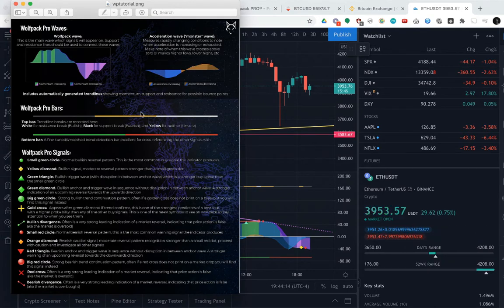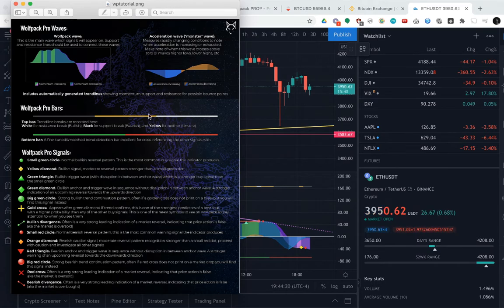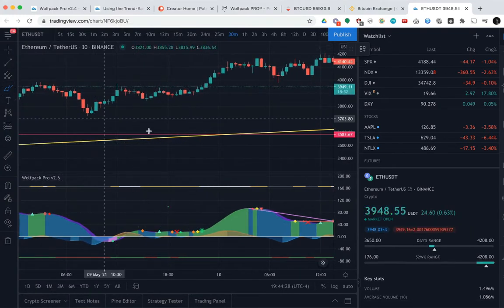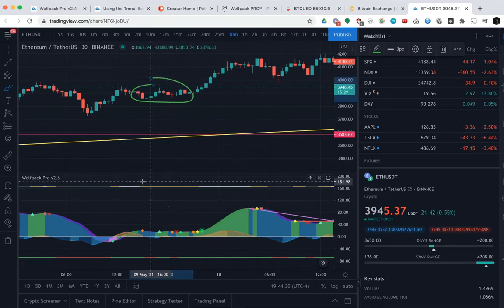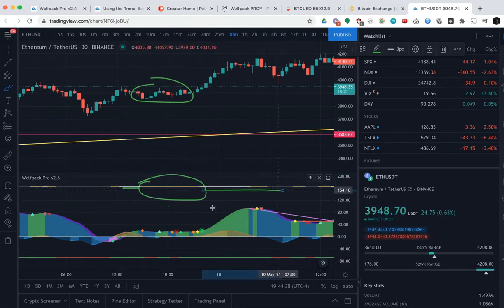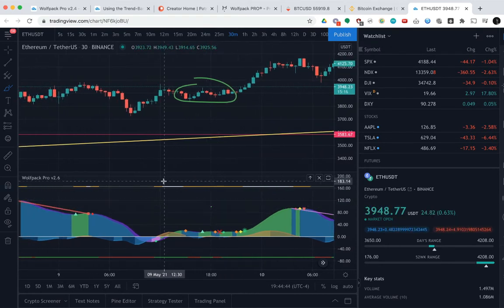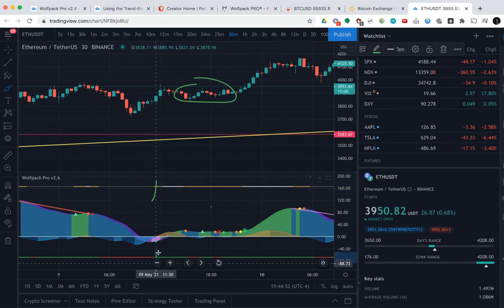So white is a resistance break, black is a support break, and yellow is just going to be neither. So oftentimes this is in sideways action. So right here we have white. It goes sideways for a little bit, consolidates before a breakout, and it also gives a little bit earlier signals compared to turnaround points. So this is really good to use with the bottom bar as well.